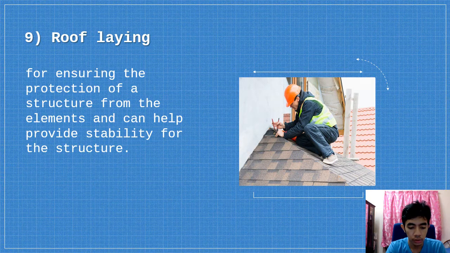Roof laying. Roofing is an important construction activity for ensuring the protection of a structure from the elements and can help provide stability for the structure. There are different methods used for roofing. Shingles are common for residential roofs, but there are also metal, polycarbonate, and steel roofs, as well as many others which are used for different purposes.